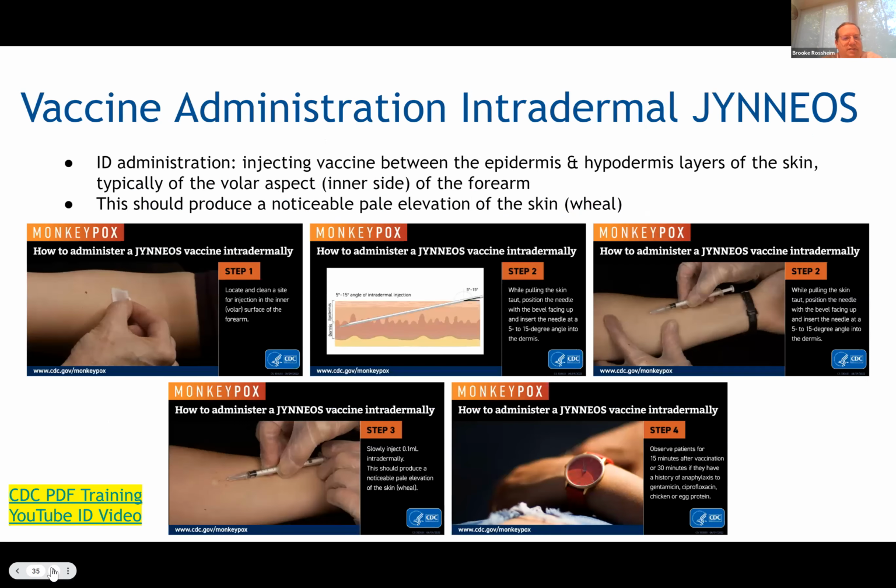So this is a graphic that CDC put together about how you give intradermal Jynneos. This is the same way that you would give a tuberculin skin test. And so you can see a nice graphic. And then if you look at the bottom left-hand corner, I've put a couple of links. CDC has a nice video about giving an intradermal injection. And there's also a link to a YouTube video, and there are actually a few YouTube videos about giving an intradermal injection. So I picked one of them and put the link on the slide. Next slide.